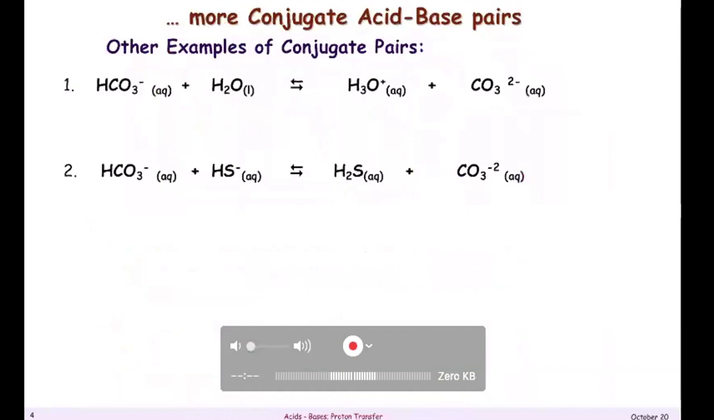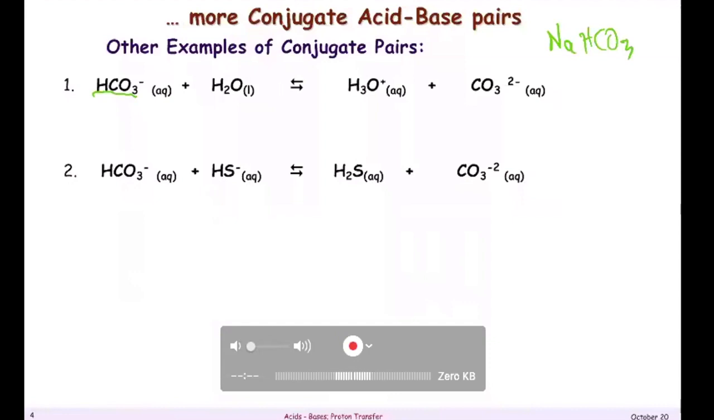Here's another example. Let's take a look at bicarbonate. It can come from a chemical called sodium bicarbonate, in which case it dissociates. The sodium will be released. It ionizes sodium bicarbonate and you get bicarbonate, HCO3. HCO3 is a very common chemical. You should commit it to memory.